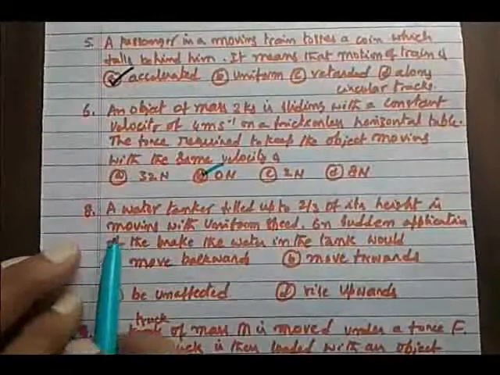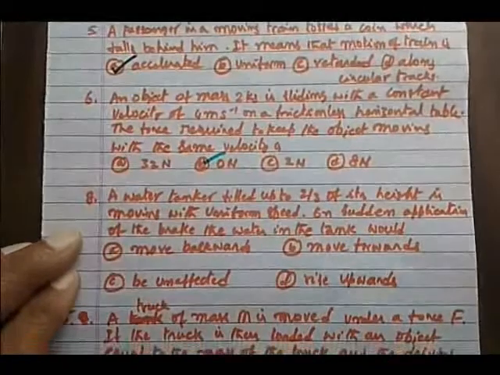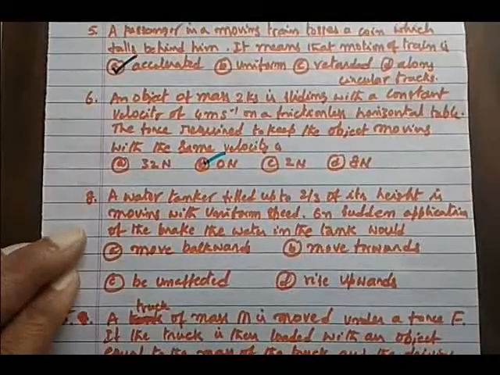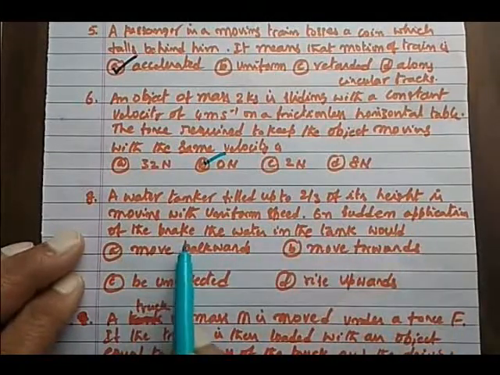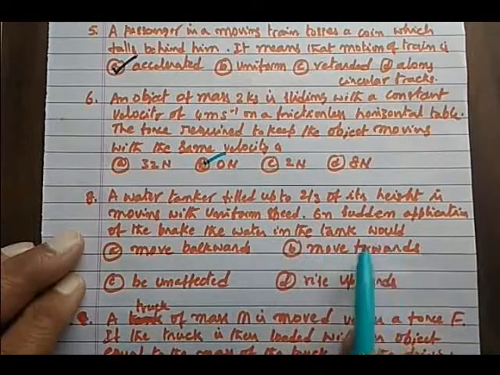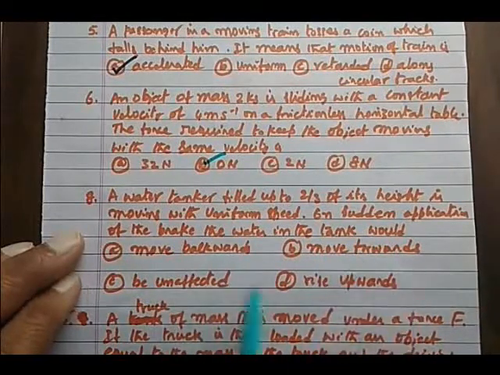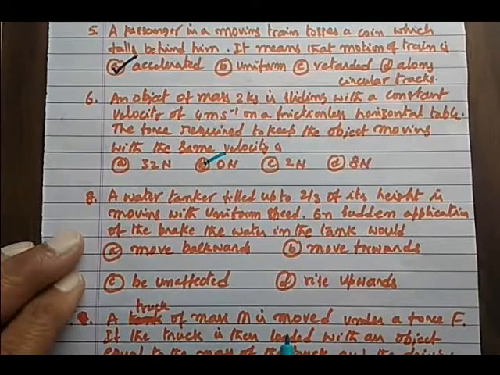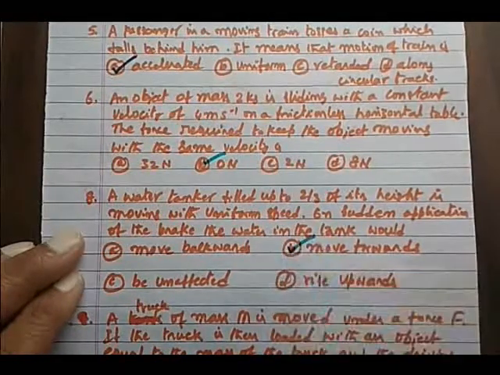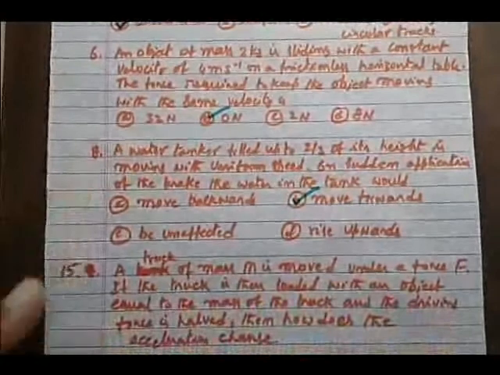Then 8th one. A water tanker filled up to 2/3 of its height is moving with uniform speed. On sudden application of the brake, the water in the tank would move backwards, move forwards, be unaffected, rise upwards. It is as if you are traveling in a vehicle and applying a brake. So what happens? You move forward because of the inertia.